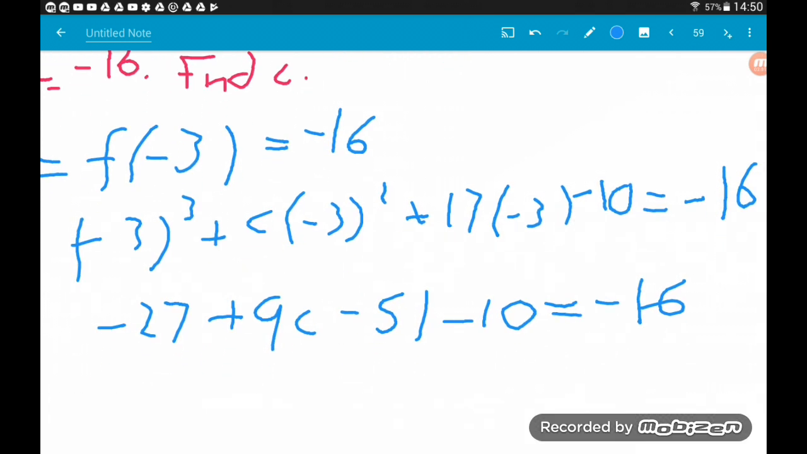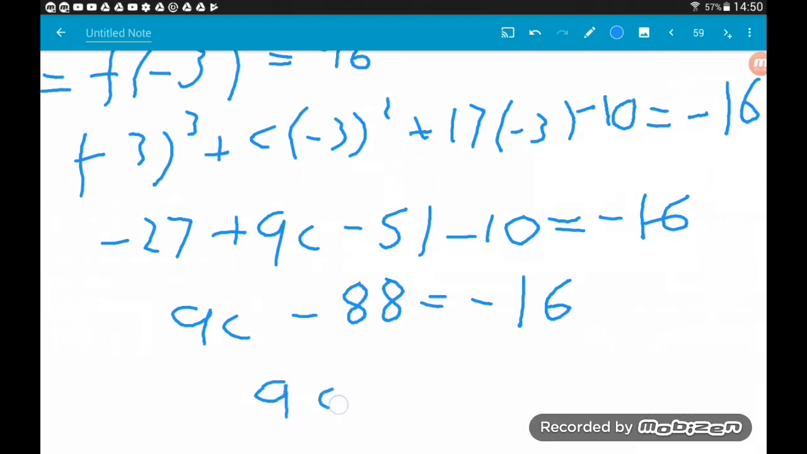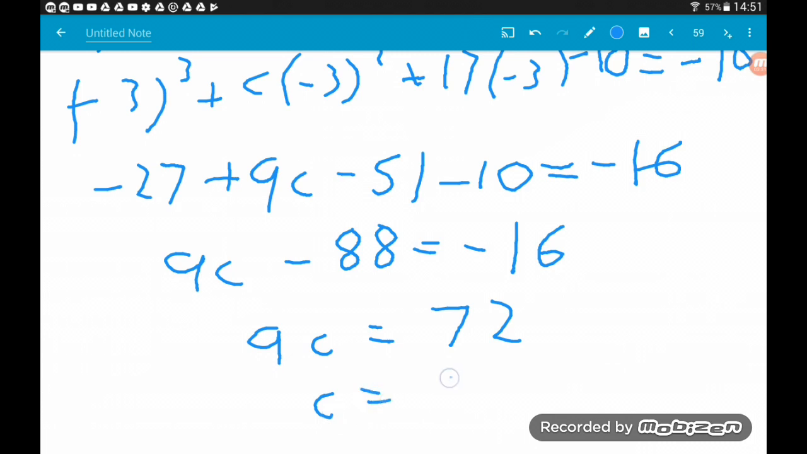Okay, so we can now sharpen up the left hand side. So we got 9c. Now, minus 27 minus 51 is minus 78. Then we got minus 10, so that's minus 88. So we got 9c minus 88 is equal to minus 16. Now if we add 88, we get 9c is equal to positive 72. And then finally divide by 9, c is equal to 8. There's our coefficient, c. Jobs are good.